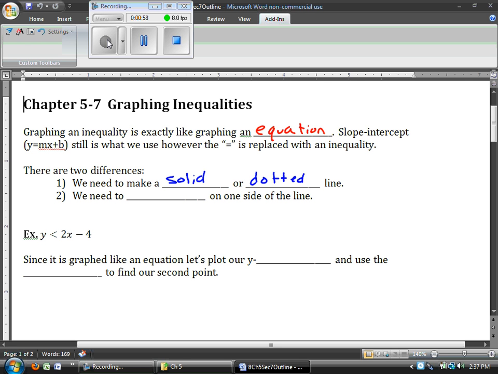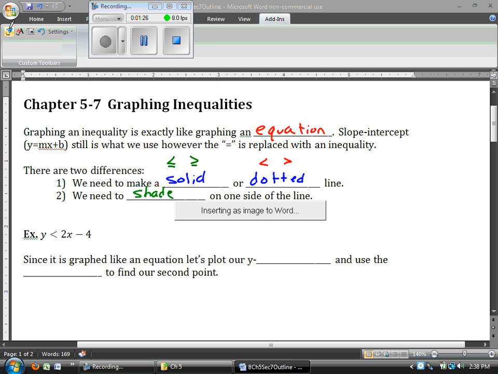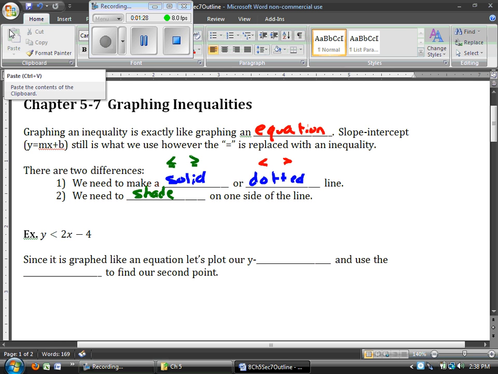The solid line is used for less than or equal to, greater than or equal to. The dotted line is used for less than or greater than. Okay? The other thing we need to do is that we need to shade on one side of the line. You're going to have to shade either the top side, bottom side, left side, right side, depending on how you look at it. And we'll talk about how to decide which side of the line you need to shade on as we do some examples here.